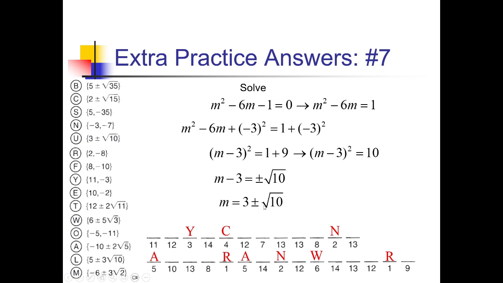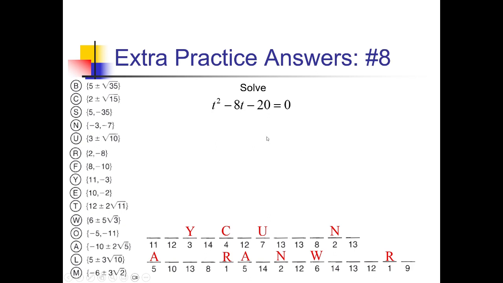So then 3 plus or minus radical 10 is my answer. That's going to be u, which goes on spot 7. So there's a 7 right there, and I don't see any other 7s. Complete the square on this one.